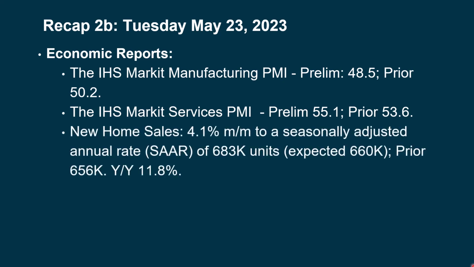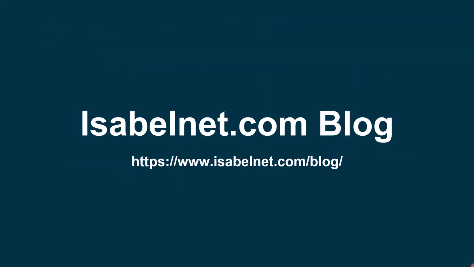New home sales came in up 4.1% on a month-over-month basis. When you adjust this to an annual basis, that's 638,000 units, more than the 660,000 that they had expected. Last time there were 656,000. On a year-over-year basis, it's up 11.8%.